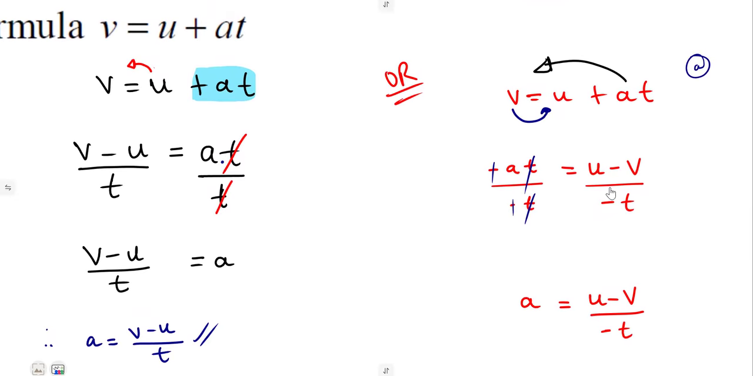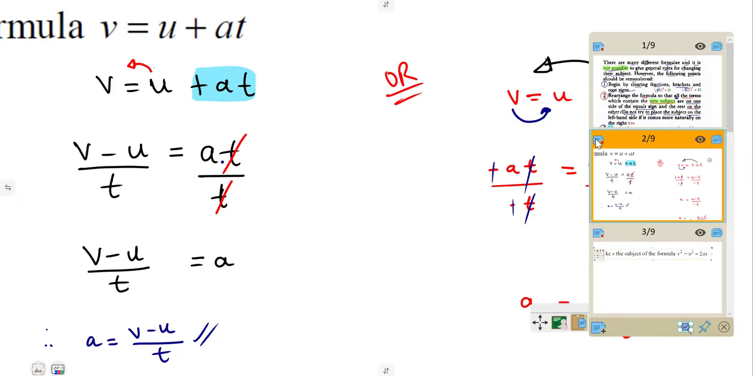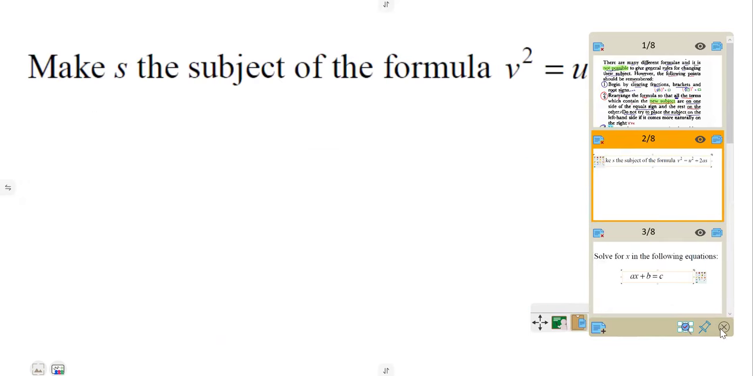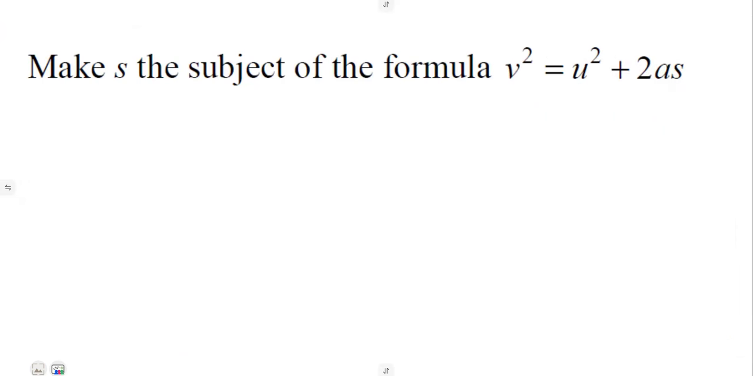There are different types, like I said before. So you must consider the question that you're given. On this one, they want us to make S the subject of the formula.